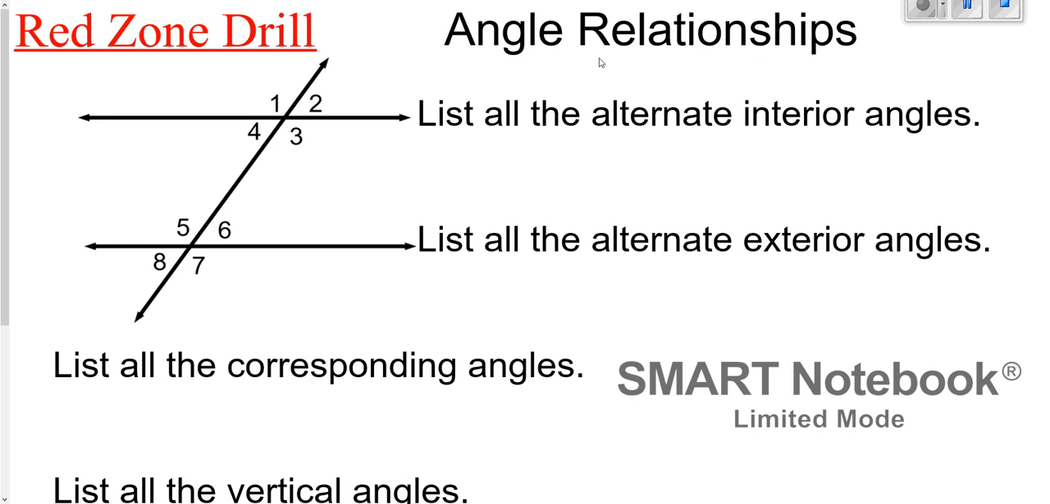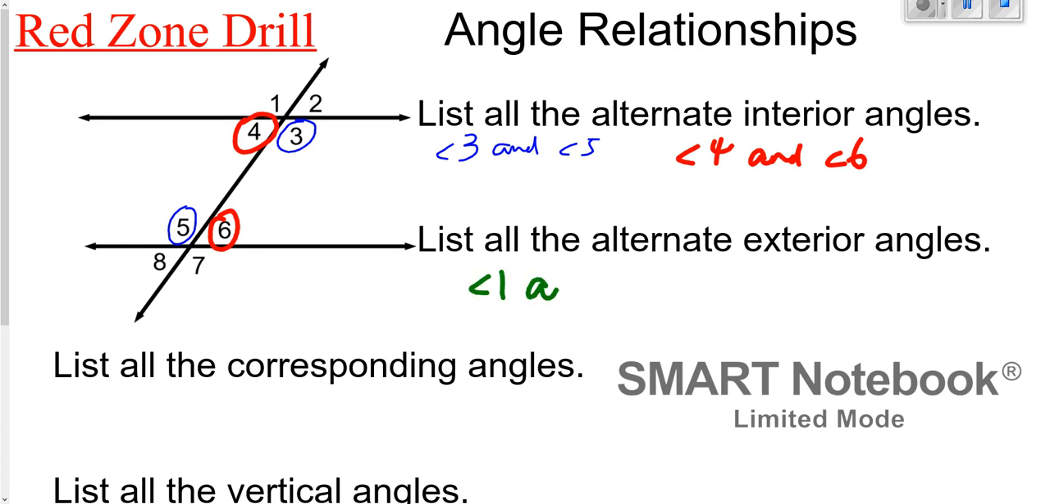Okay, here we go. List all the alternate interior angles. So that would be angle 3 and angle 5. You can see that they are across from each other, diagonally across, and they're interior. So angle 4 and angle 6 are the other pair. List all the alternate exterior angles. That would be angle 1 and angle 7, and angle 2 and angle 8.